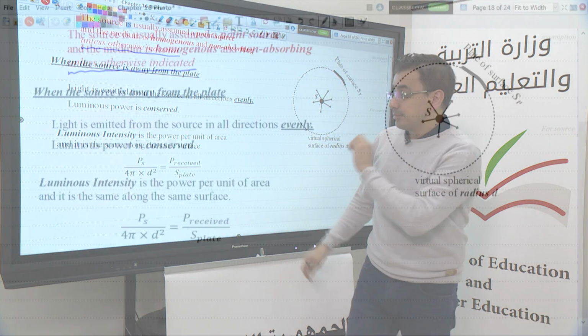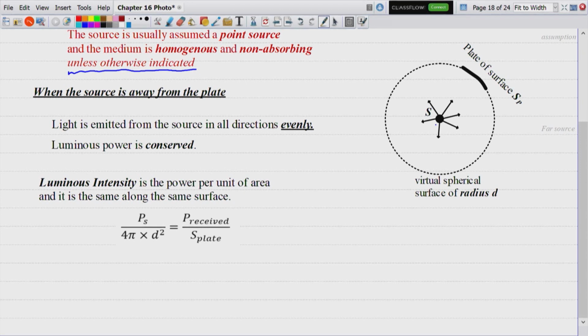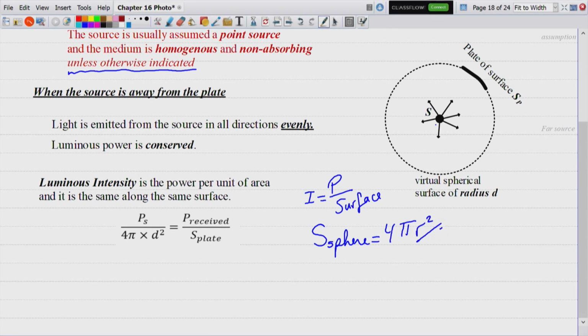So luminous intensity is the power per unit area, and it is calculated as follows. First, before I move on to the second idea, because this is like the overall idea: intensity is power over surface. And how to calculate the surface? Since light moves in all directions, I imagine the surface as a sphere. And the surface of a sphere is given by the equation 4 pi r squared. R is the radius of the sphere we are talking about.